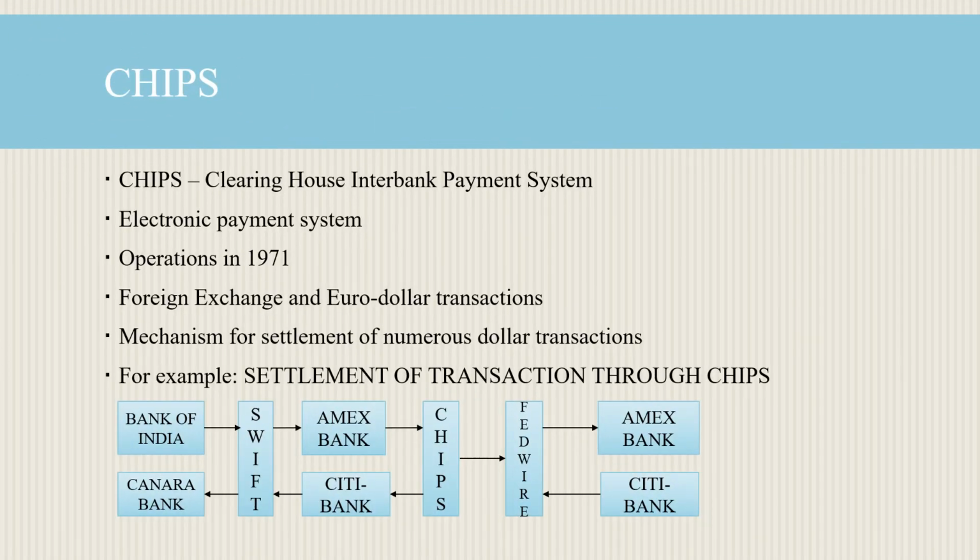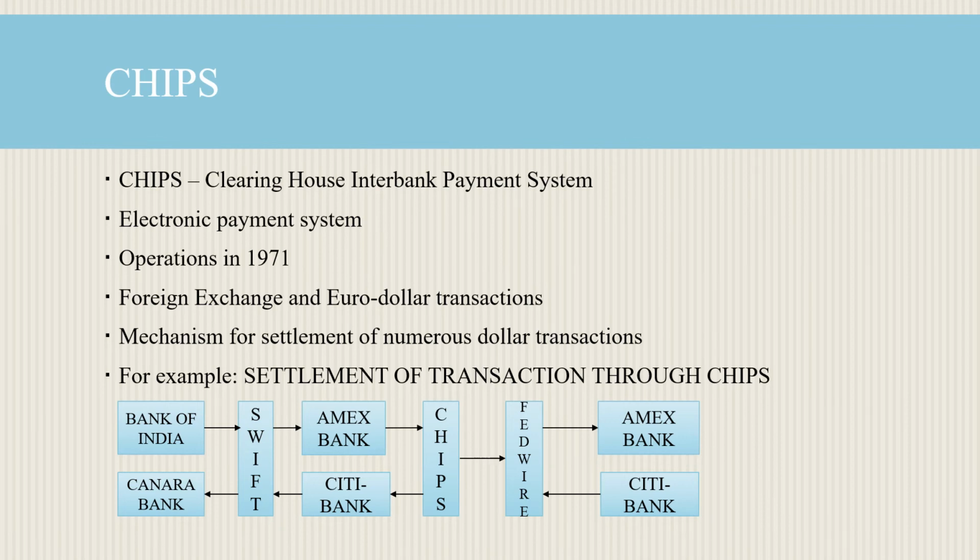So the next one is CHIPS. It stands for Clearing House Interbank Payment System. It's an electronic payment system owned by 12 private commercial banks constituting the New York Clearing House Association. CHIPS began its operation in 1971 and has grown to be the world's largest payment system. So here foreign exchange and euro-dollar transactions are mostly settled through CHIPS.